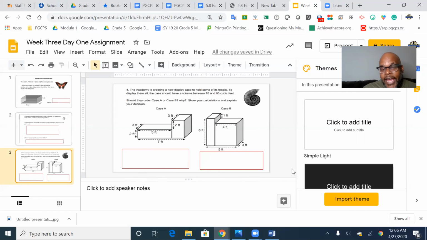So don't just give me the answers. I need to know which one they should order. Should they order case B or case A? They tell you what they need the cubic feet to be. So when you decompose it and solve the volume, you got to tell me which one you chose. That's your assignment.